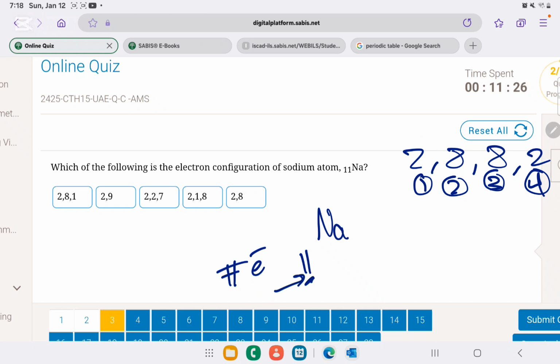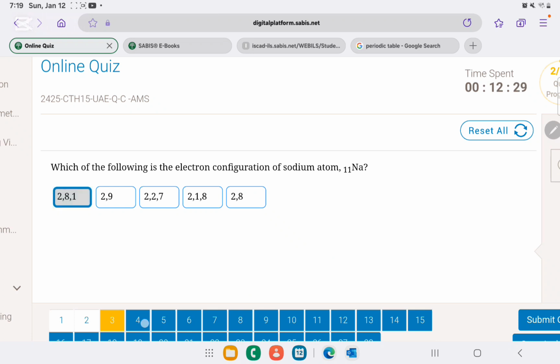Okay, so let's fill the first layer. So 2, and then second layer 8. Now it's 10, and now I can only fill one more. 1. So here the total number is 11, right? Which is equal to the electron number. So we're done. So 281. So that's the first one.